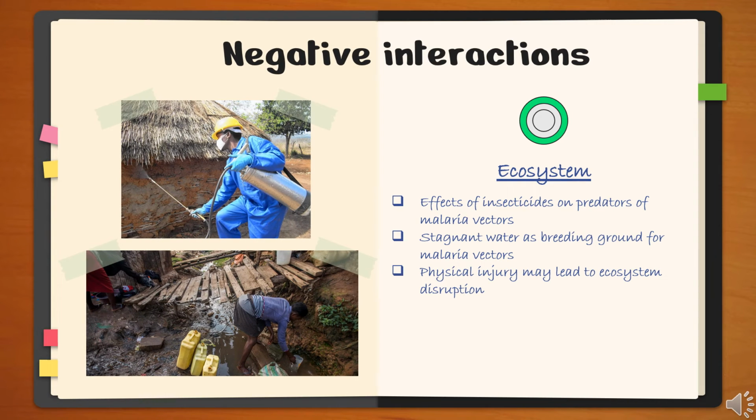Then there's the ecosystem level. The use of insecticides like DDT negatively impacts predators of mosquitoes like amphibians and birds and disrupts the balance of the ecosystem. Stagnant water near living areas also contributes to the abundance of mosquitoes. Both of these factors contribute to the spread of malaria and negatively impact human health.